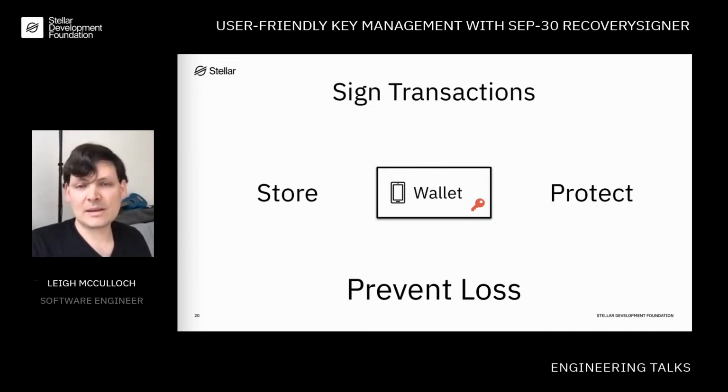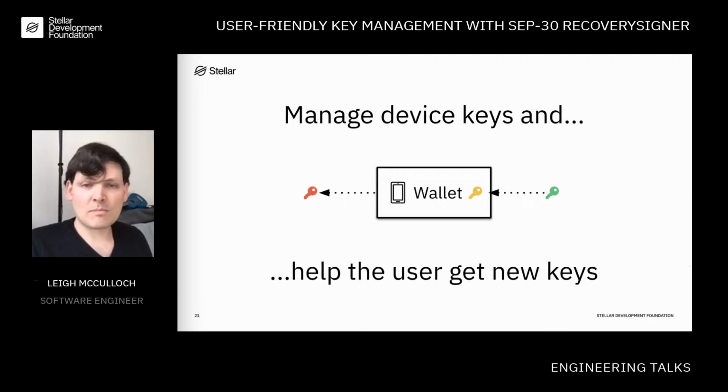A wallet implementing SEP-30 won't manage and back up a single master key. Instead, the wallet will manage device keys and help the user to get new keys. The user's Stellar account won't change. Its address will stay the same, but the user's signing keys will change. So let's have a look at what SEP-30 is.